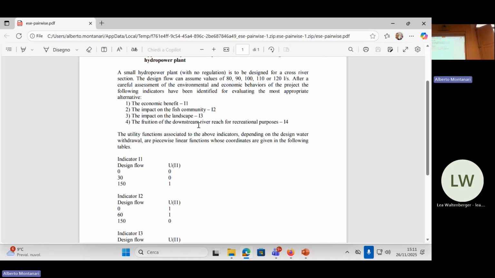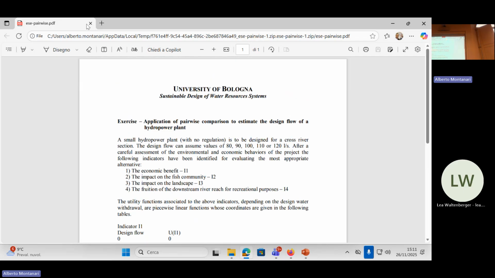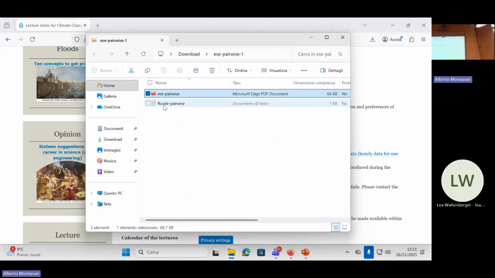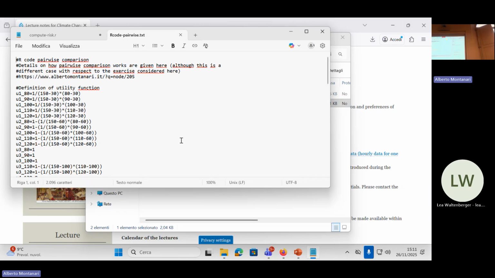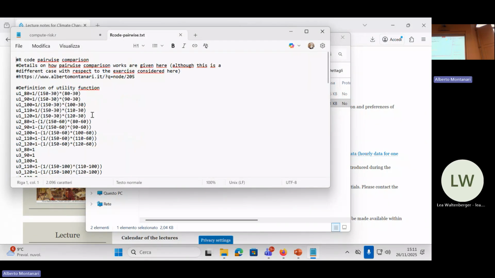Economic benefit, impact on fish community is a bit different, but it has 4 criteria. And there are the utility functions. And then there is the R code, which is here. It's quite a simple R code, which you can see if you're interested. For the exam, you don't need to look at it, but I will put the link there.